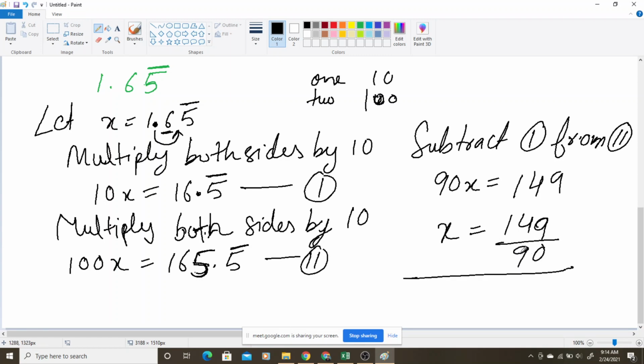This is how you can calculate rationals, when you are having terminating and non-terminating decimals. You can convert them into rationals like this.